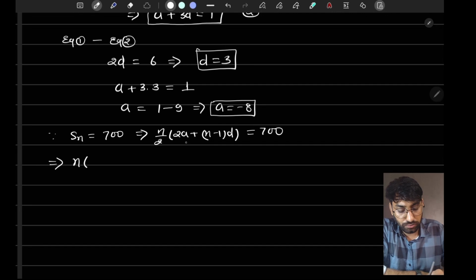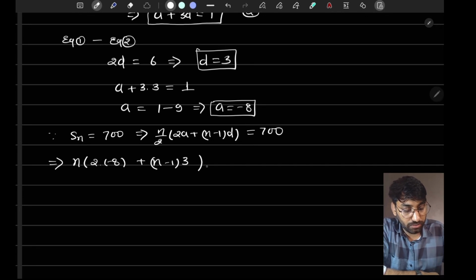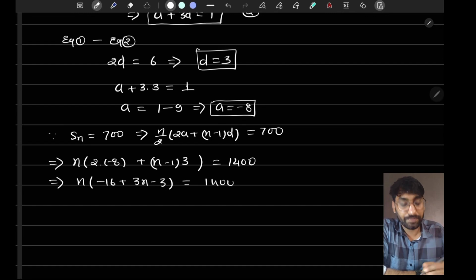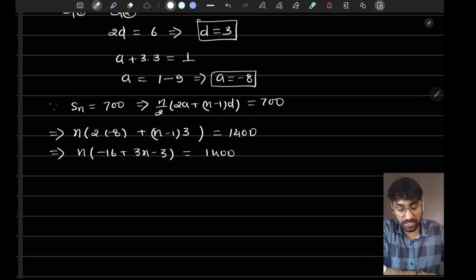N into 2 times A value, which is minus 8, plus N minus 1 times D value we are having as 3, equal to 7 into 2 is 14. So 1400 I will get this side. So what I will get now? I will get N times, this is nothing but 2 times 8 is 16. So minus 16 plus 3n minus 3 equal to 1400. Correct? I hope till this step everything is clear. Now let's see next. So what I will get? N into, this is my 3n minus 16 minus 3, that is nothing but minus 19, equal to 1400.